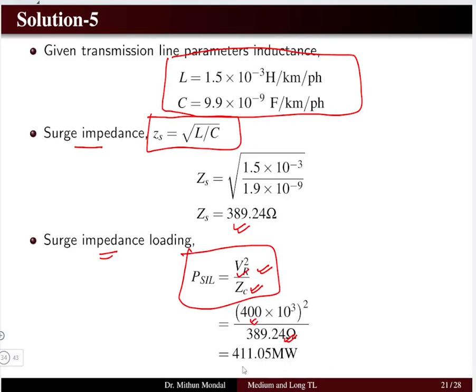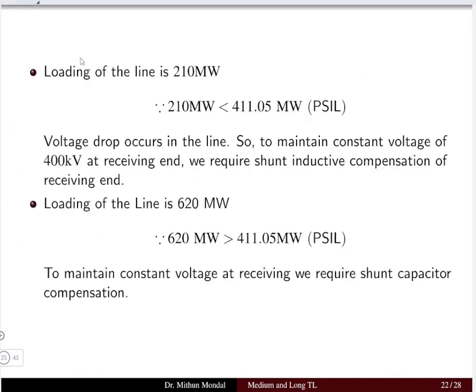So we will get 411.05 megawatt as the net power of the surge impedance loading. These two quantities we have to calculate first from the parameters given to us. Now two cases are there. One is 210 megawatt and another is 620 megawatt. 210 megawatt is less than the power of the surge impedance loading, which is 411.05.